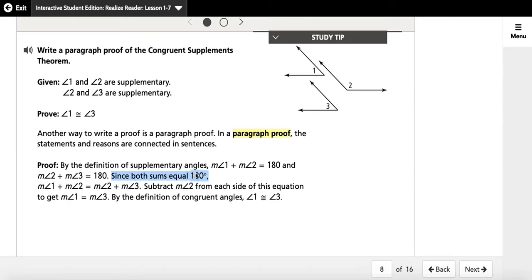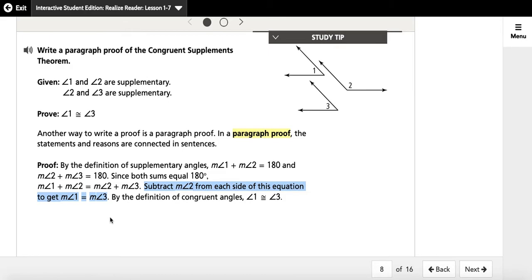Because we know that both sums equal 180, we can have them equal to each other. Since both sums equal 180, we can say the measure of angle 1 plus the measure of angle 2 equals the measure of angle 2 plus the measure of angle 3. Okay? And then we can subtract the measure of angle 2 from each side of the equation to get the measure of angle 1 equals the measure of angle 3.